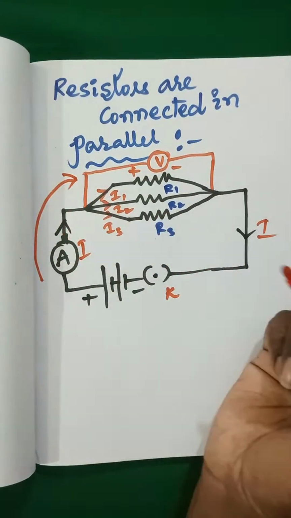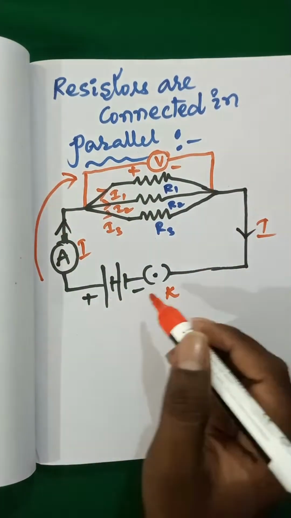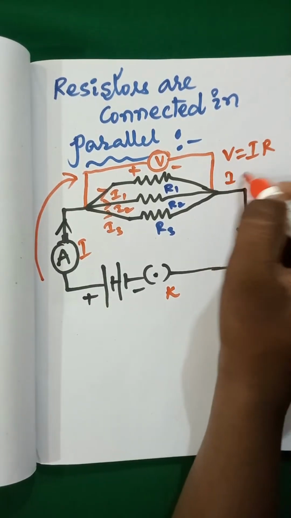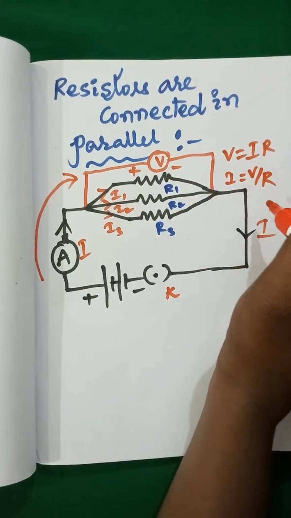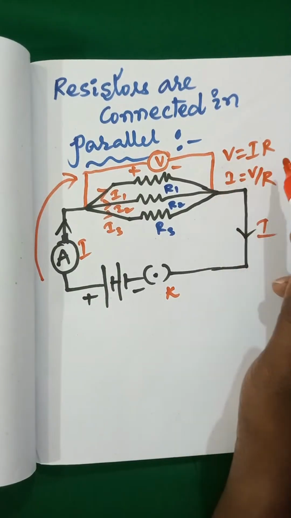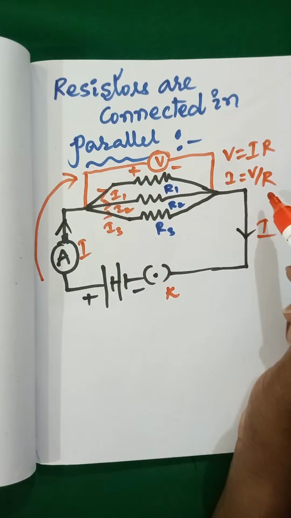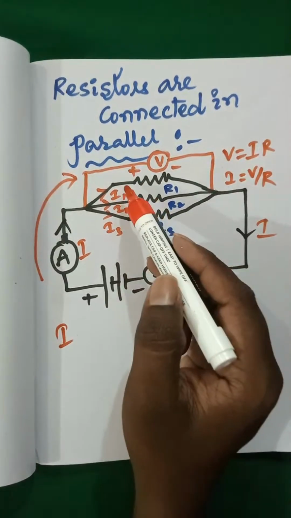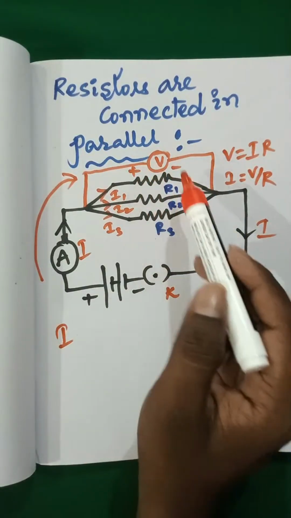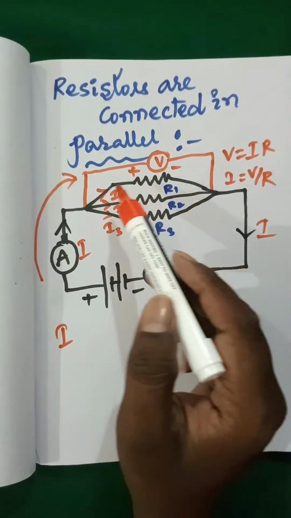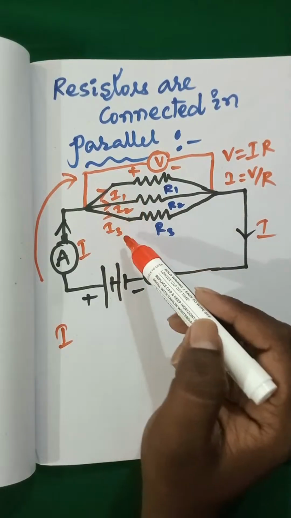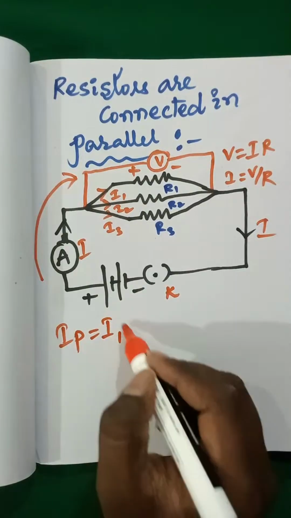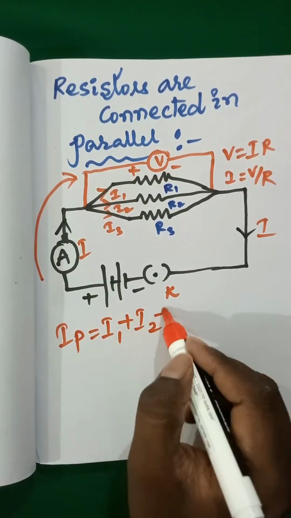From Ohm's law, V equals IR, so I equals V by R. So we can take IP. The current is different, but the potential difference is the same across all three resistors. The currents are I1, I2, I3. That's why I'm taking IP equal to I1 plus I2 plus I3.